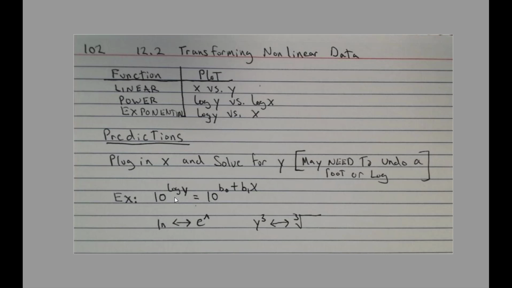So to get rid of your log, you would raise both sides to the power of 10, and then raise the answers to that power, okay? And then for the natural log, you're going to simply take an e and raise your values to e to the power of whatever the values you have, okay? And of course, if you have a cubed value, you can take the cube root. Hopefully you guys understand that for the most part. Okay, so we're going to look at these.